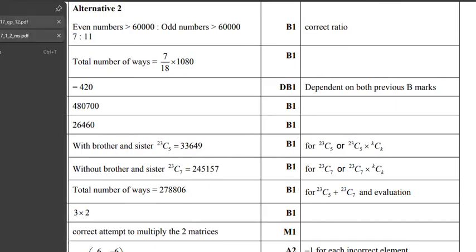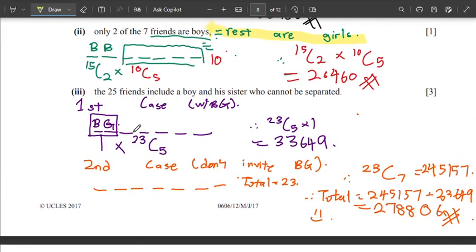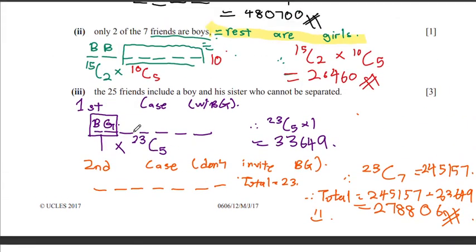So usually when it comes to this kind of question, we will expect first thing is with the invited people, the second one is without them.